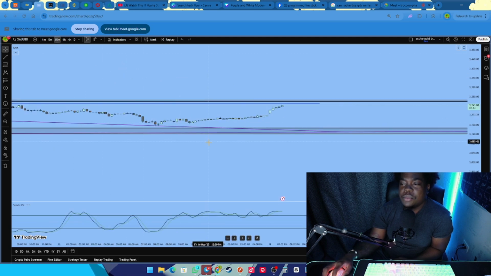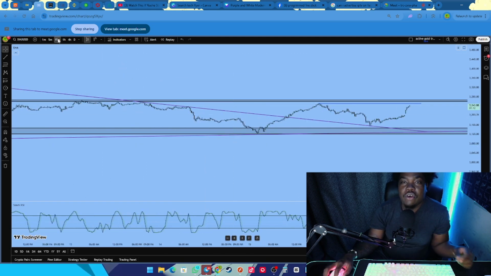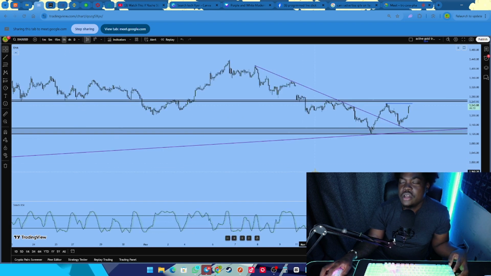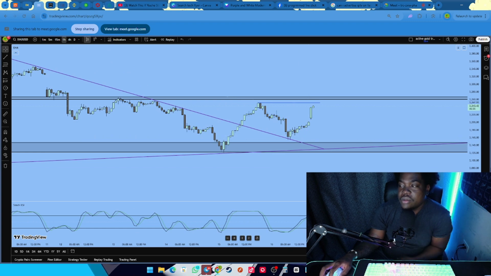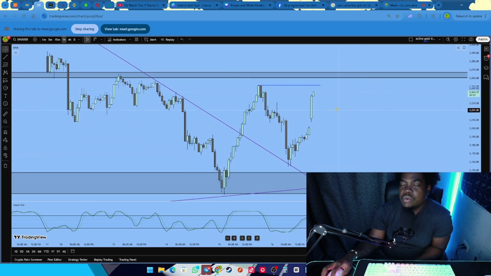So our entry points are anywhere around these big zones. Now, to identify your particular trade, essentially what we would do is drop down our time frame so that we go with this area here.